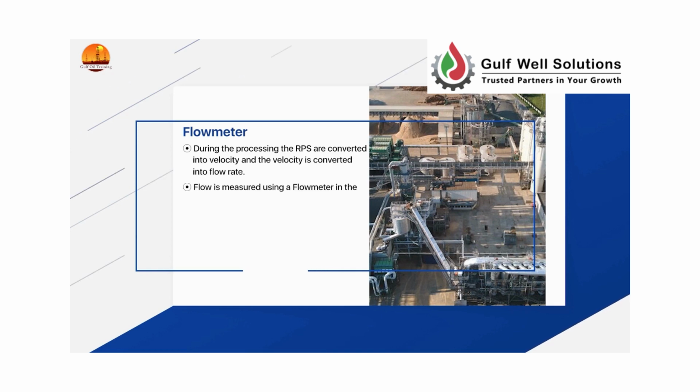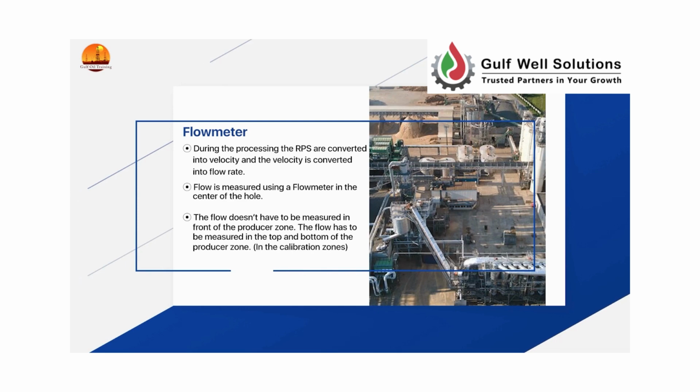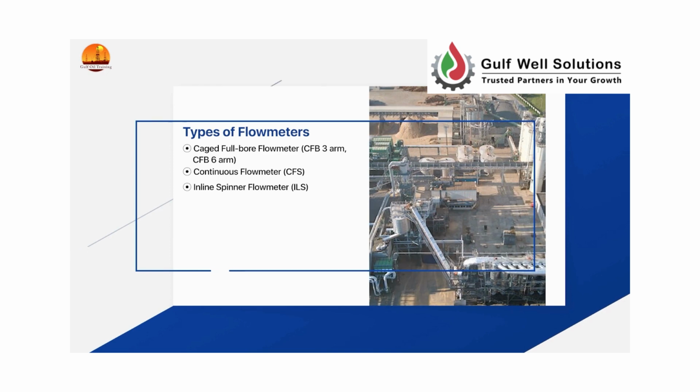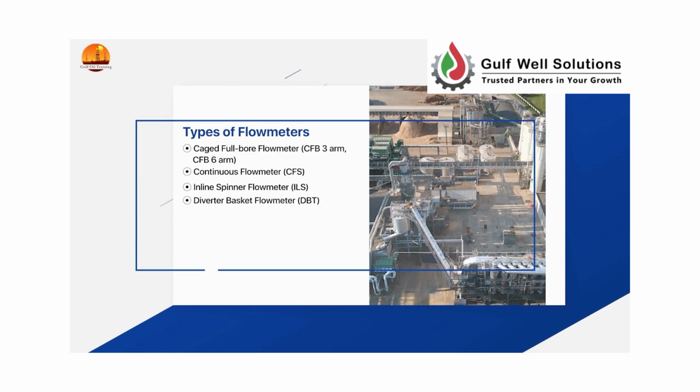Flow is measured using a flowmeter in the center of the hole. The flow doesn't have to be measured in front of the producer zone. The flow has to be measured at the top and bottom of the producer zone, in the calibration zones. Types of flowmeters: cage full bore flowmeter, CFB 3-arm, CFB 6-arm; continuous flowmeter, CFS; inline spinner flowmeter, ILS; diverter basket flowmeter, DBF.